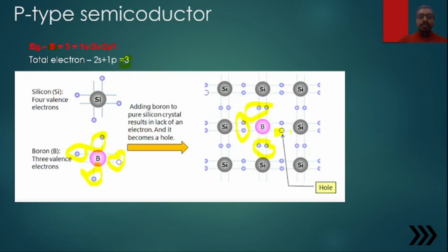Hole means positively charged. So in the p-type semiconductor, the number of holes is greater than the number of electrons. This is clear from this picture.